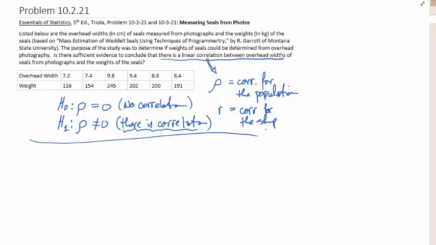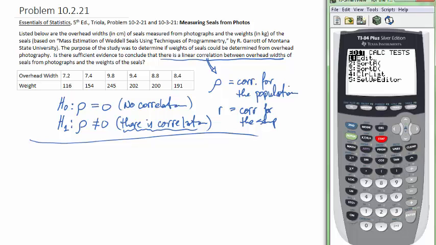All right, so now it's time for our calculator. The data is already inputted in our lists, L1 and L2. What we're going to do is run a linear regression t-test. So let's go to Stat, Tests, and I'm going to scroll up instead of down because it's near the bottom, and here is LinRegTTest. Let's select that. Our X list was in L1, the overhead widths. Our Y list was in L2, the weights. Our frequency is going to be 1. And when we're doing a LinRegTTest, it's always going to be not equal to for the alternative hypothesis.